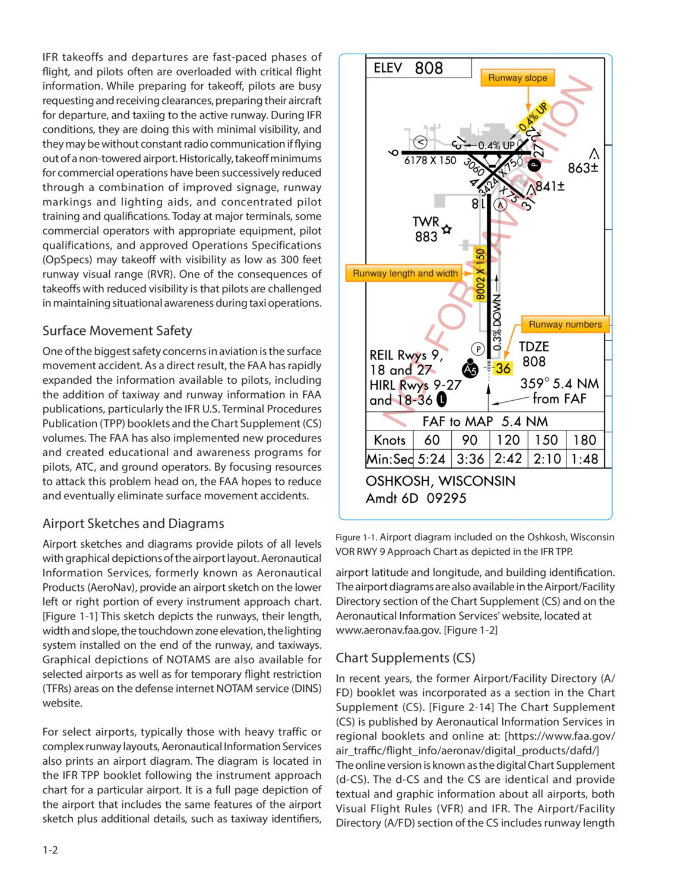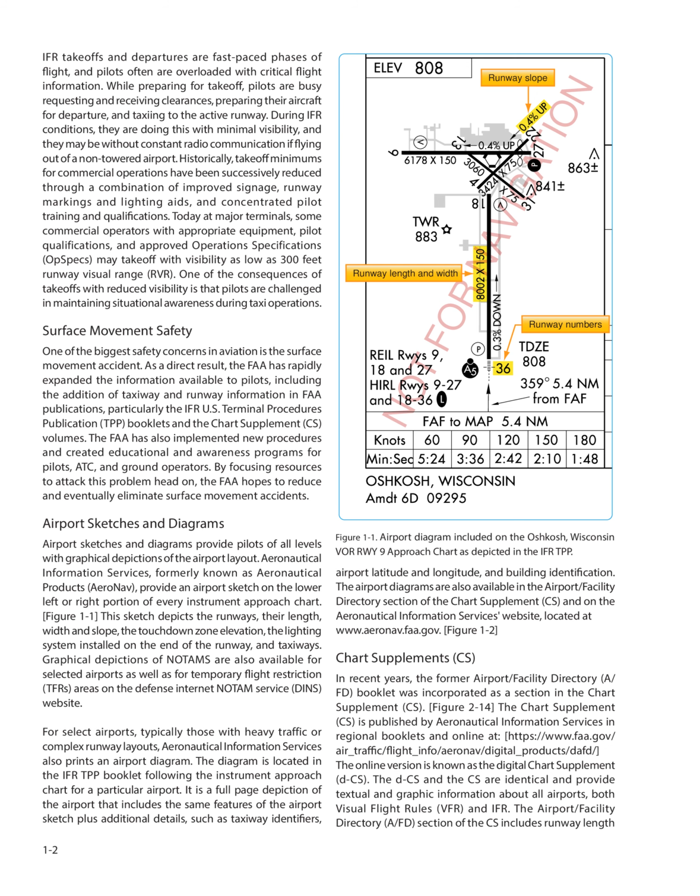One of the consequences of takeoffs with reduced visibility is that pilots are challenged in maintaining situational awareness during taxi operations. Surface movement safety. One of the biggest safety concerns in aviation is the surface movement accident. As a direct result, the FAA has rapidly expanded the information available to pilots, including the addition of taxiway and runway information in FAA publications, particularly the IFR U.S. Terminal Procedures Publication, TPP, booklets and the Chart Supplement, CS, volumes.